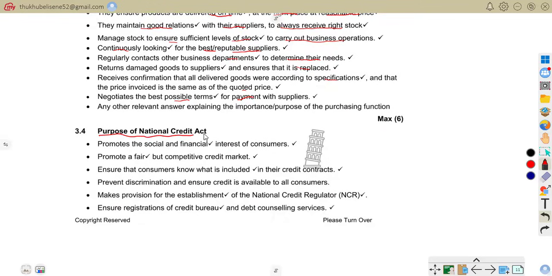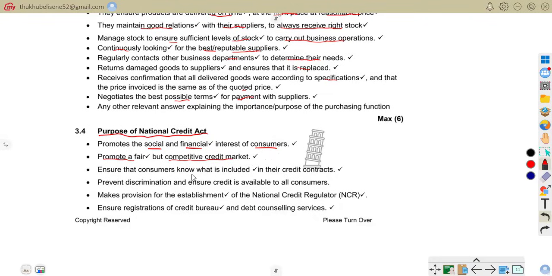Purpose of the National Credit Act. It promotes the social and financial interest of consumers, meaning it protects consumers from unfair credit practices, for example limiting excessive interest rates. It also promotes a fair and competitive credit market, meaning it encourages competition by promoting a fair credit market.